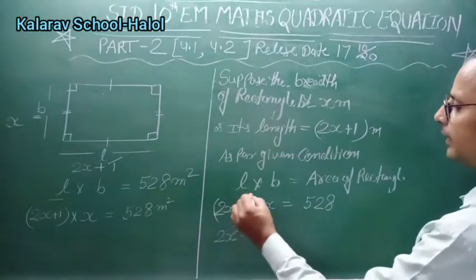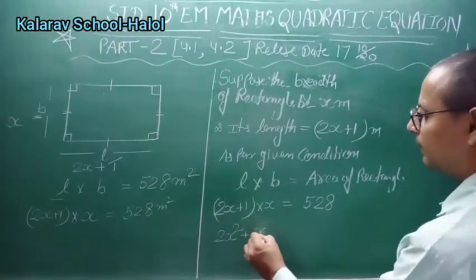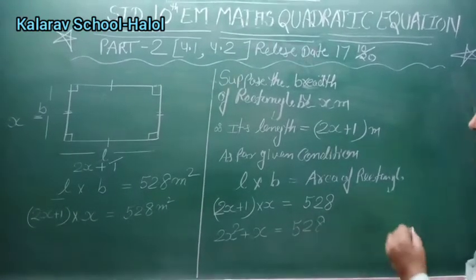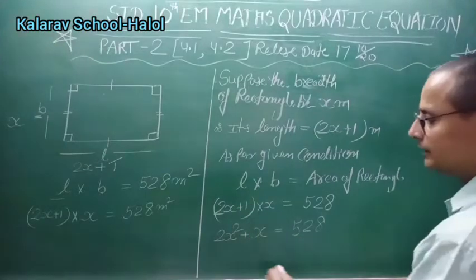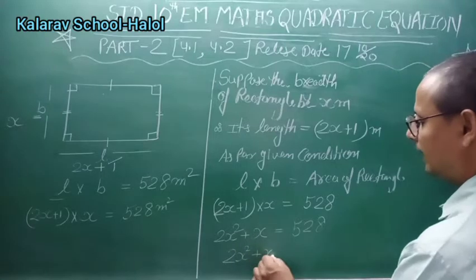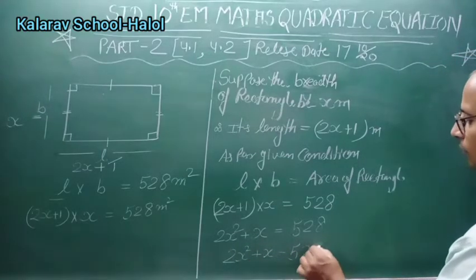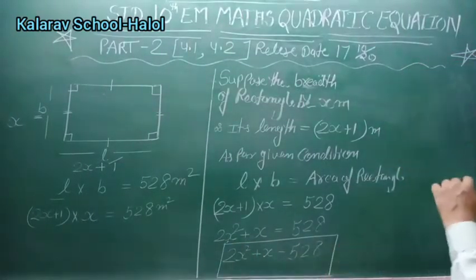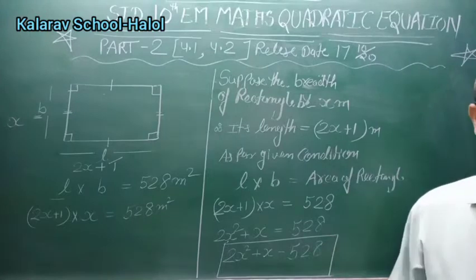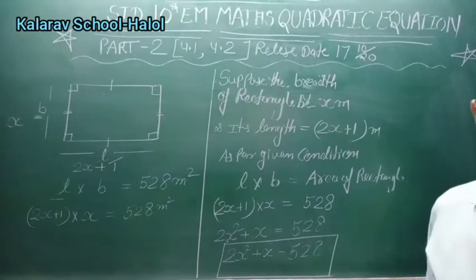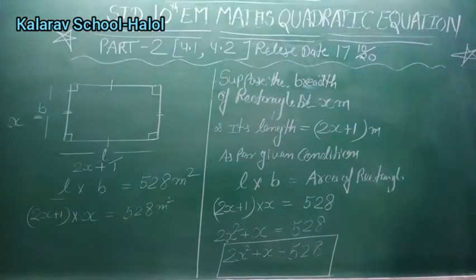x is multiplied by 1, x. 2x square plus x equal to 528. Shuffle it to that side, so you will get 2x square plus x minus 528 equal to 0, and like this way you can make the equation. This is your equation. Is it clear? Understood or not? See one more sum.